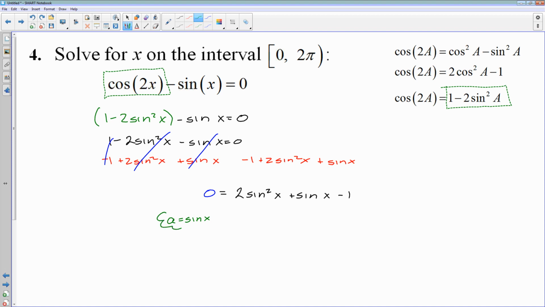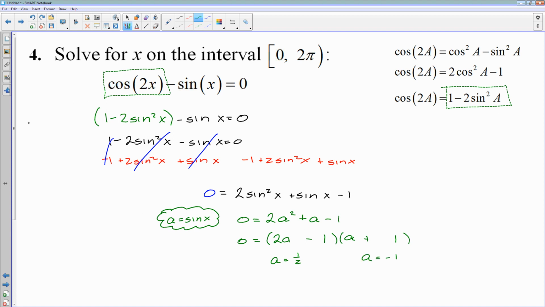And the reason I do that is if I do that substitution, this equation turns into 0 equals 2, instead of sine squared, it's a squared. Instead of sine x, it's a, minus 1. And we get to factor this like we were in Algebra 1 way back in the day. I know I need a 2a and an a. Only 1 times 1 is 1. I know my 1 times tables, let's see, minus, plus. So you get a to be 1/2, set that factor equal to 0, and you get a equals -1.